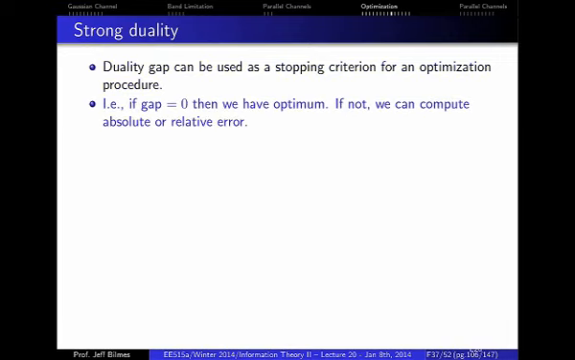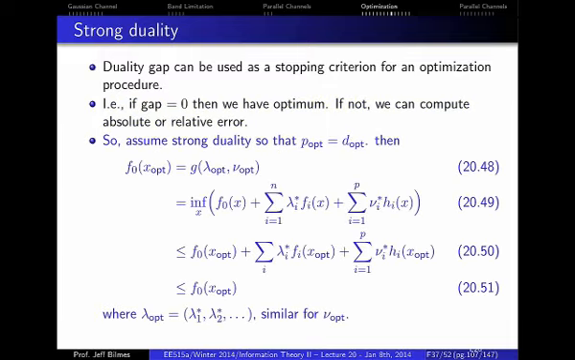So strong duality can be used as a stopping criterion for an optimization procedure. And I've already said this. If the gap is 0, we have the optimum. If not, we can compute absolute or relative error. One thing we can do is early stopping. If we have a time constraint, we say you have to solve this in 5 minutes. And strong duality says, well, I can not only solve this in 5 minutes, I can tell you how far away you are. At least I can upper bound how far away you are from the solution. Which is nice, it's more information. You might decide, okay, well 5 minutes is not enough. You might change other criteria.